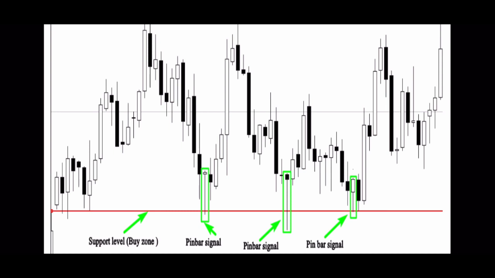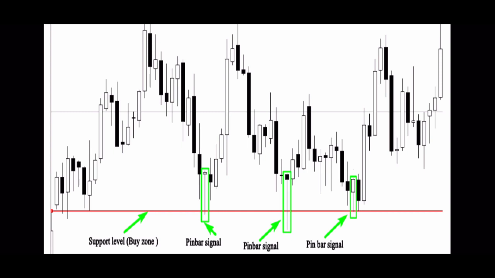The first one is a pin bar rejected from the support level. You can place a buy order after the pin bar closes, or you can wait for the market to touch the 50% of the pin bar range. Your stop loss should be placed below the support level, and your profit target should be placed near the resistance level. The risk to reward of this trade is very attractive.